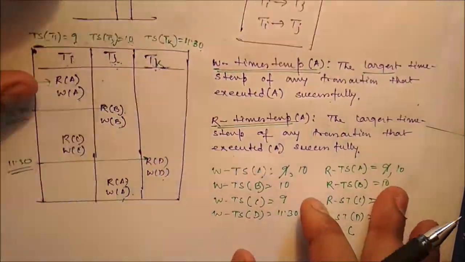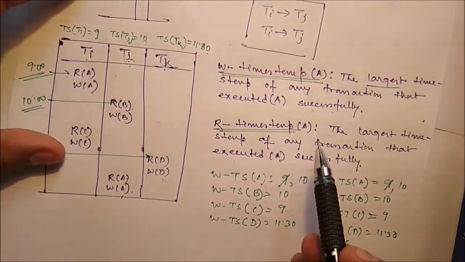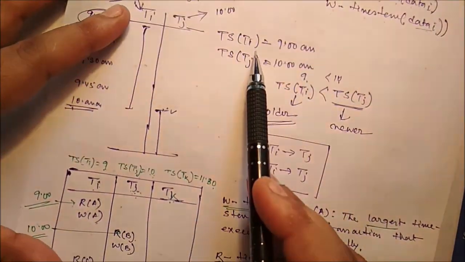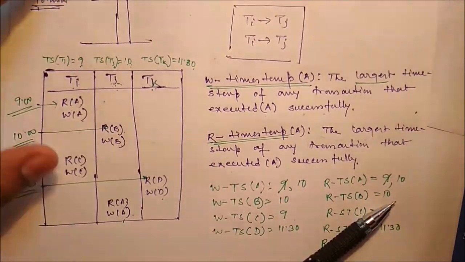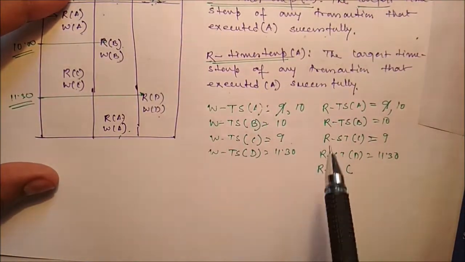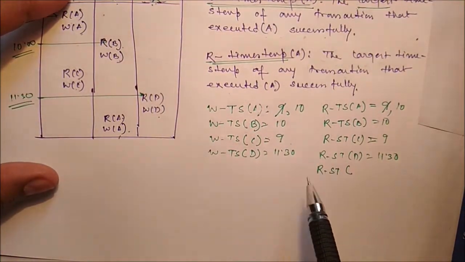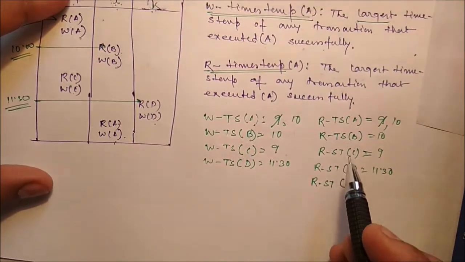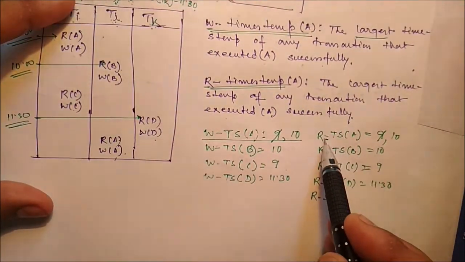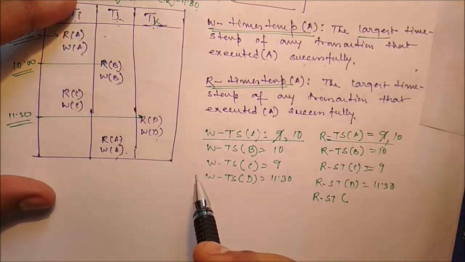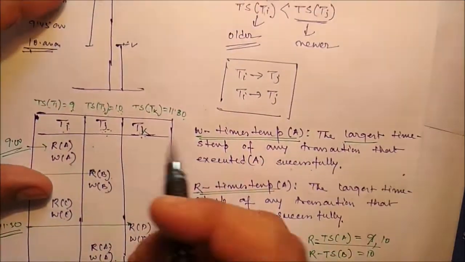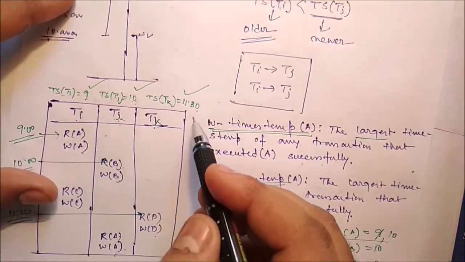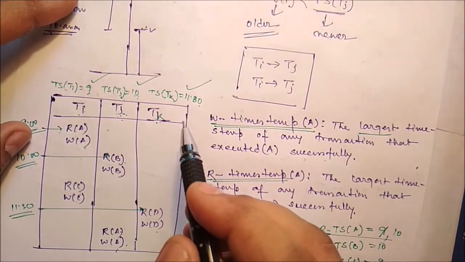Are you getting this one? So in this way we have to calculate the TSTI values and the W timestamp and the R timestamp. So we can see here the timestamps are updated whenever a new read or write instruction is executed, and definitely timestamp is a unique and non-repeated value. So here these values are unique and non-repeated.